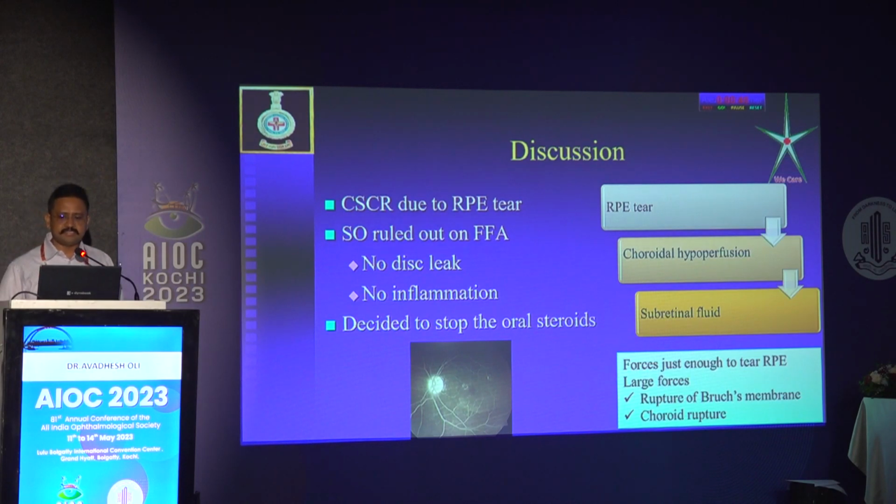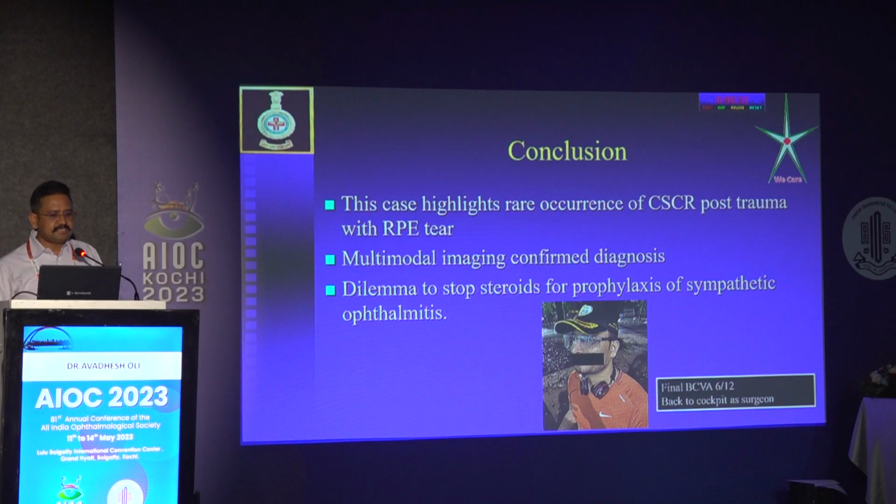However, in this case, the force was just enough to tear the RPE. Larger forces could lead to rupture of Bruch's membrane or choroid rupture. So this case highlights the rare occurrence of CSR post-trauma with RPE tear. Multimodal imaging confirmed the diagnosis in this case, and the dilemma to stop steroids for prophylaxis of sympathetic ophthalmitis could also be resolved, the decision being taken based on this imaging.